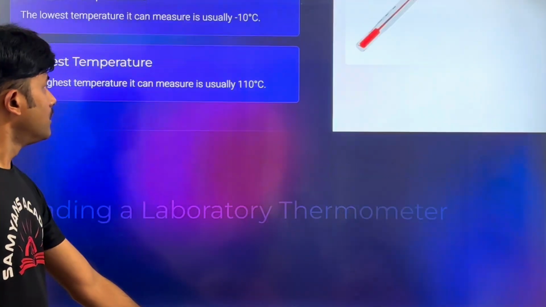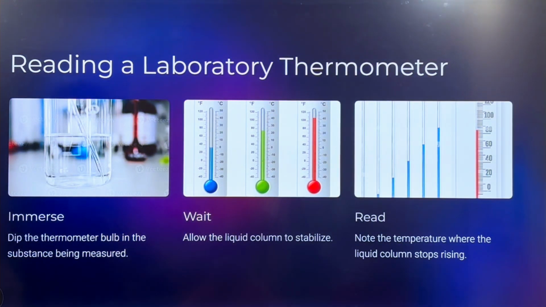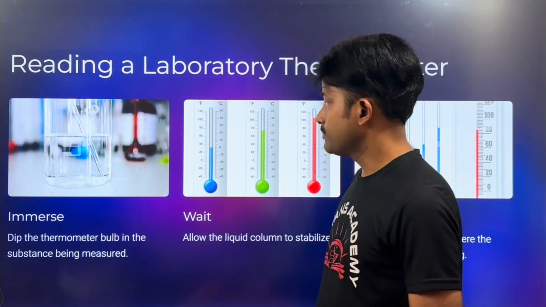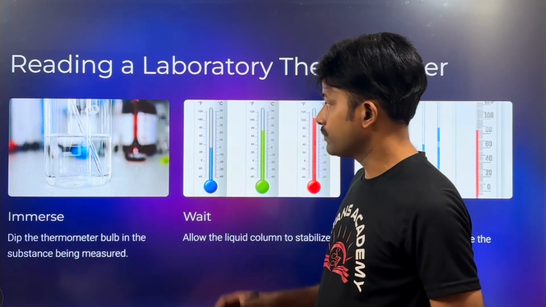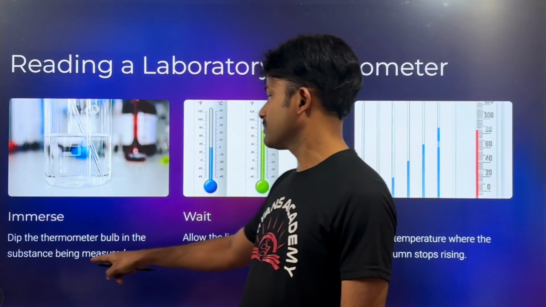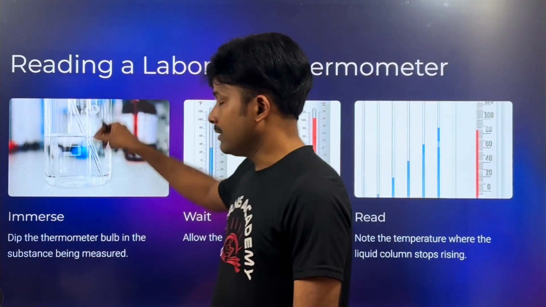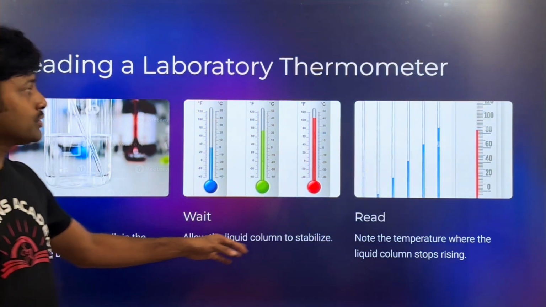Okay. So next we have reading a laboratory thermometer. So how to use the laboratory thermometer? Suppose you want to measure the temperature of water. For that, just dip the thermometer bulb in the substance being measured. Like that, you dip the thermometer in water. Afterwards, you wait for some time, so allow the liquid column to stabilize.